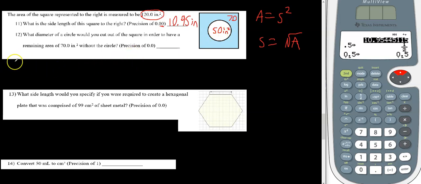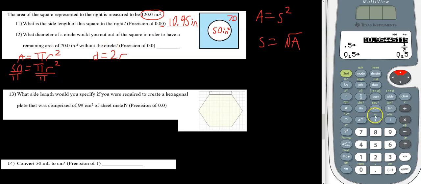And so we know the formula for the area of a circle. The area of a circle is pi r squared. And we also know the formula for a diameter is just 2 times your radius. And we know our area. We just said it has to be 50. So we can say 50 equals pi r squared. And then can we solve for r? Okay, well, we can divide by pi on both sides.